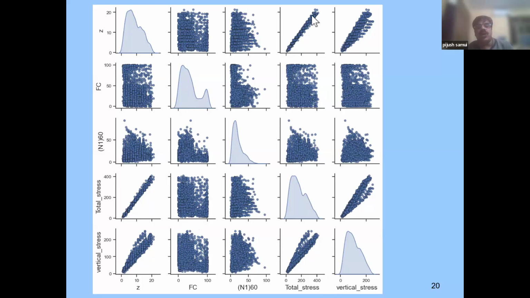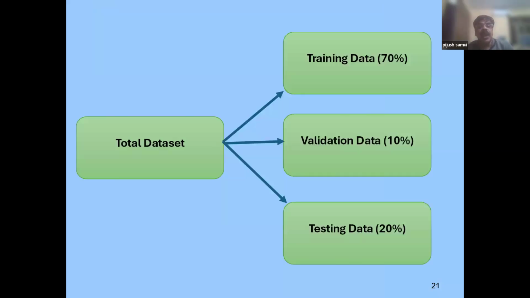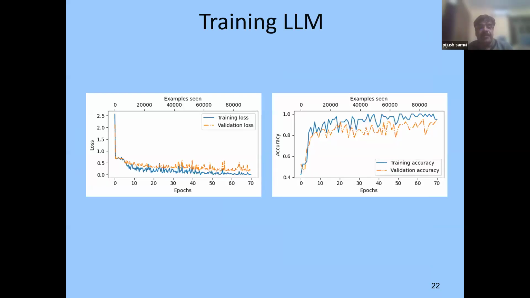There is quite a good correlation there. To get an idea of how the data set is varying, that's why I have developed this plot. The total data set has been used, that is the training data set, the validation data set and the testing data set. Here the training data set has been used as 70%, the validation is 10%, and the testing is 20%. After doing all this, we have tried to train the LLM model.